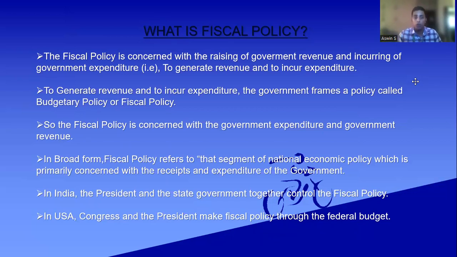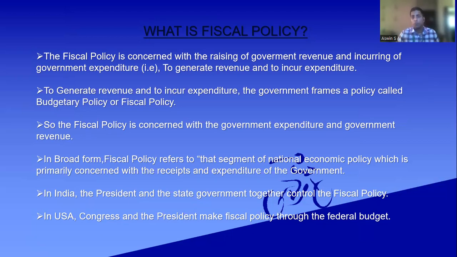So the fiscal policy is concerned with the government expenditure and the government revenue, as we have seen in the previous slide. In broad form, the fiscal policy refers to that segment of the national economic policy which is primarily concerned with the receipts and the expenditure of the government. In India, the president and the state government together control the fiscal policy, and in the US, the Congress and the president make the fiscal policy through the federal budget.